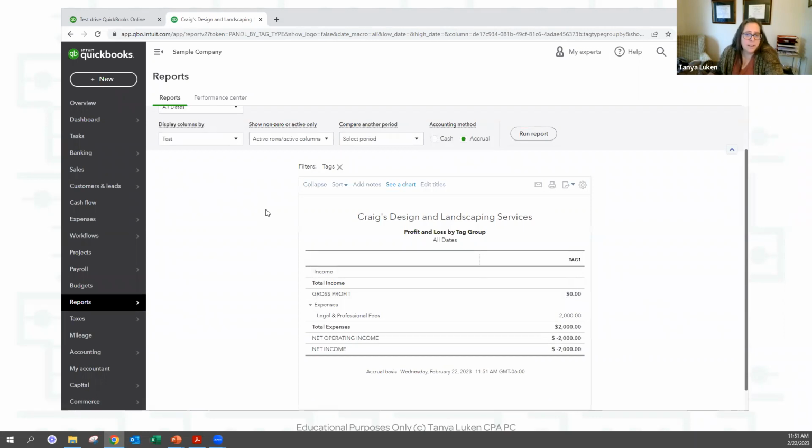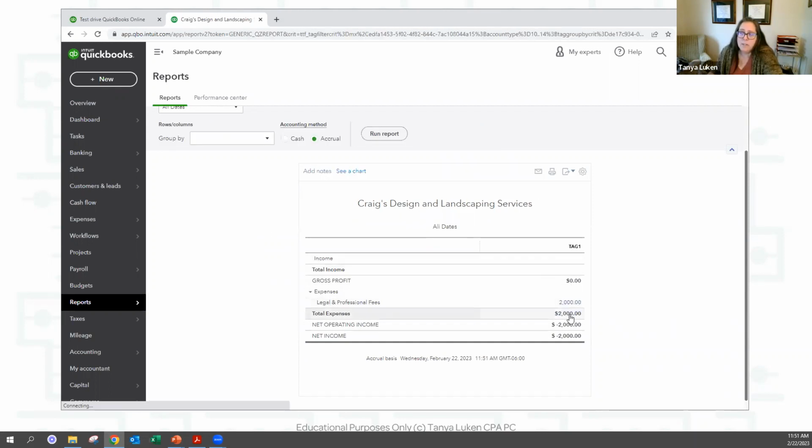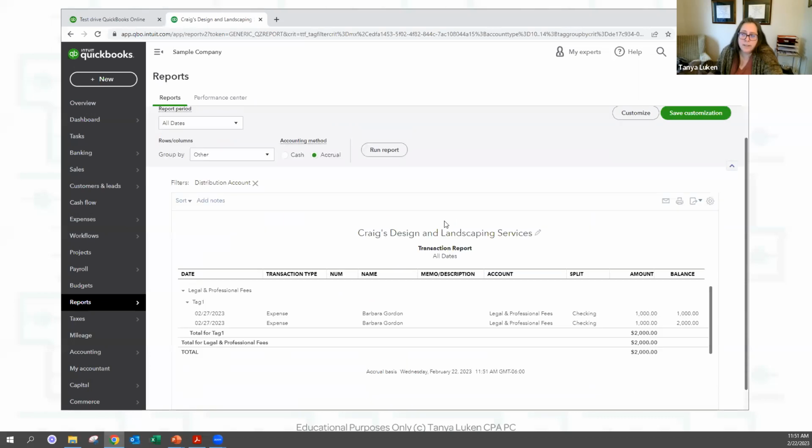It's just an option. I like tags. If any of you use the R&D tax credits, you could use the tags for your R&D tax credit, because then you have a report and you can go in and see, oh, of this $2,000, $1,000 would qualify, for example. Okay.